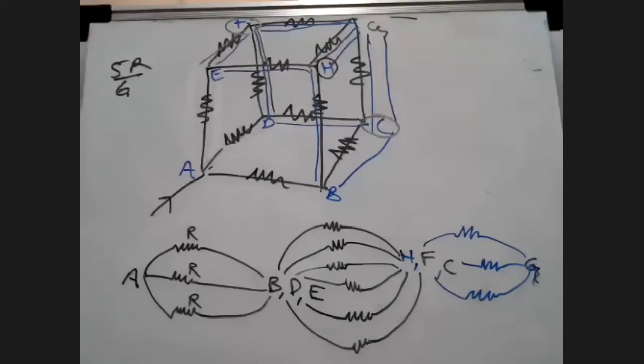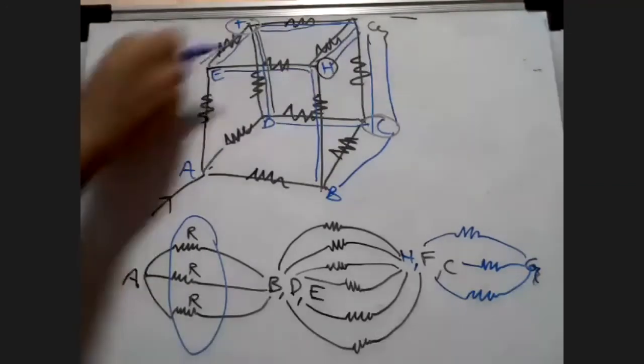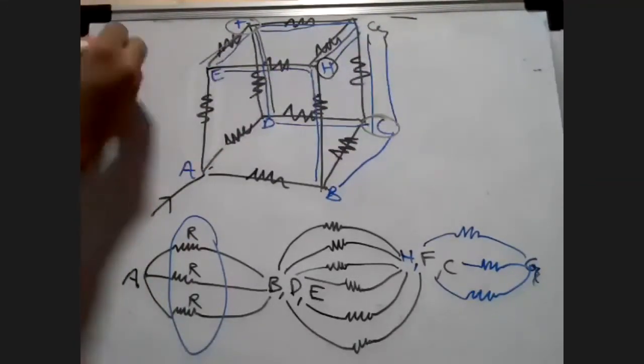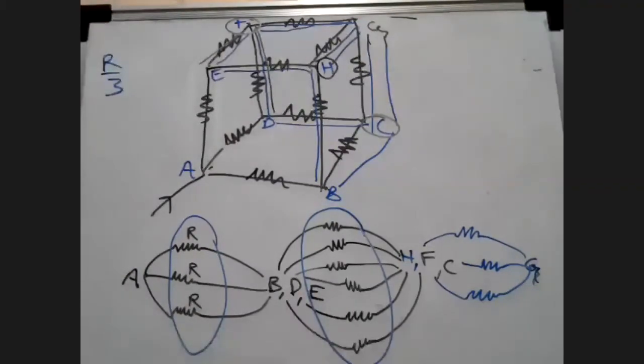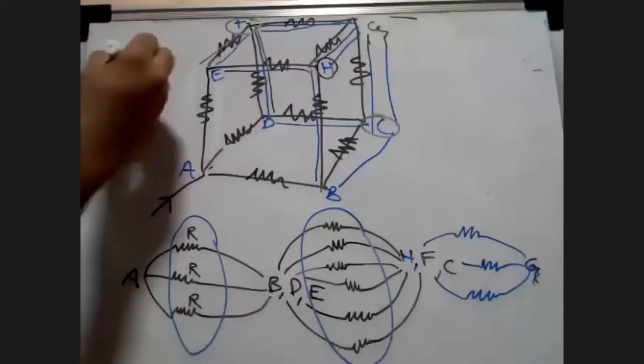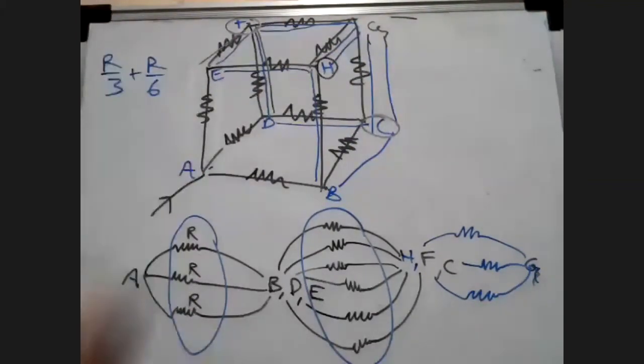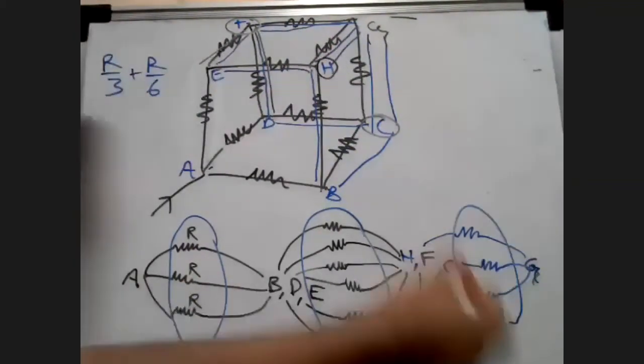Did you see how easy it got? What is the resistance across this? What can I say it is? Tell me quickly. R by 3. Great. Good answer. What is going to be the resistance across this? How many resistors? 6 resistors. What is going to be? R by 6. Great answer.